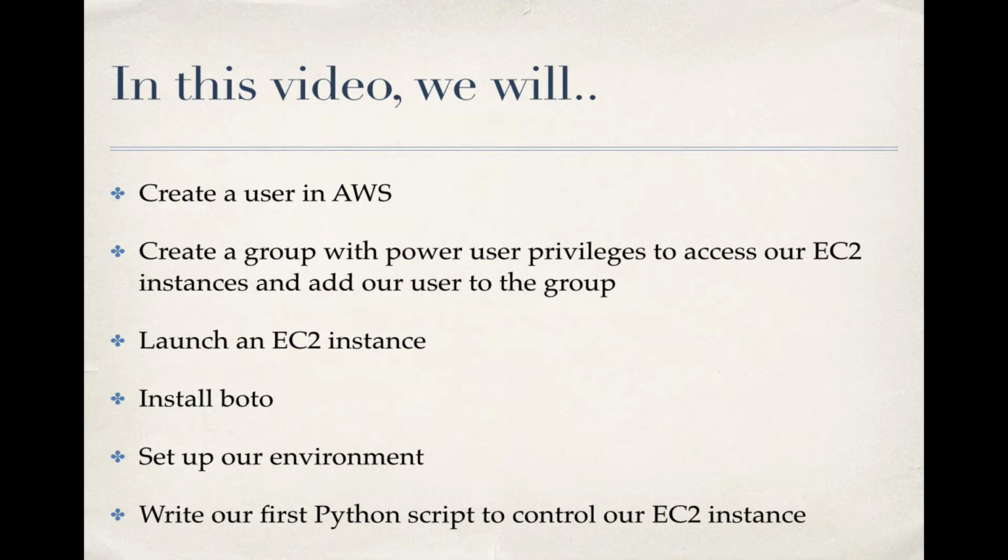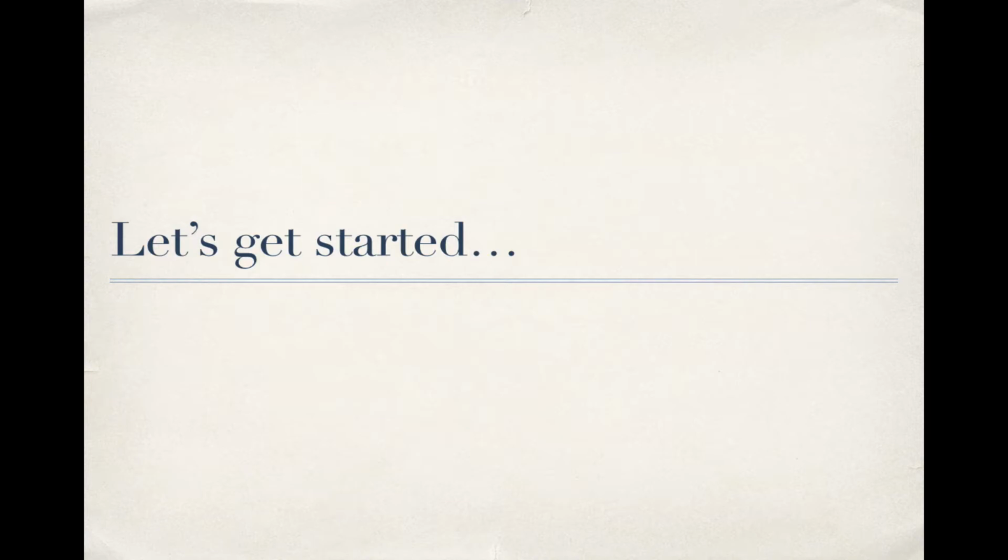So in this video, I'm going to show you how to create a user in AWS. We're going to create a group with power user privileges that will allow access to the EC2 instance, and we'll add that user to the group. We're going to launch an EC2 instance, and then we will go ahead and install boto. We'll set up our environment and write our very first Python script to control that EC2 instance. So let's get started.